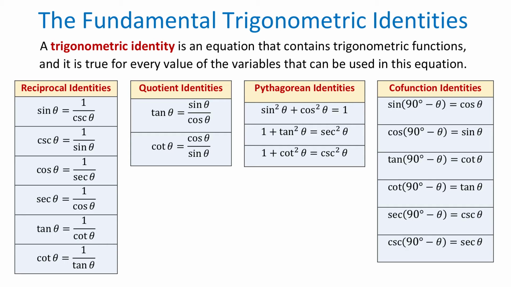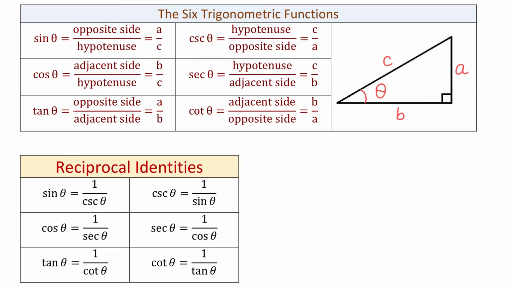These are the basic trigonometric identities, and they include the reciprocal identities, the quotient identities, the Pythagorean identities, and the cofunction identities. So let's start by discussing the reciprocal identities. For this, let's review the 6 trigonometric functions. Here we have a right triangle with the sides A, B, and C, and the acute angle theta. To find sine of angle theta, we divide the opposite side by the hypotenuse, and that is A over C.